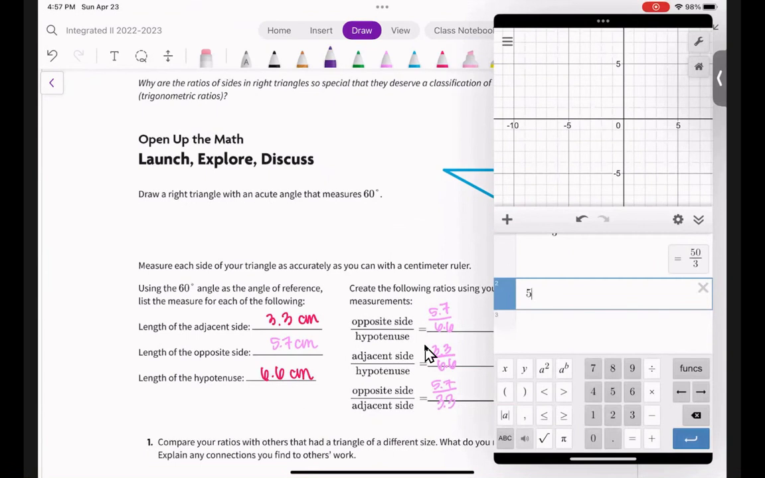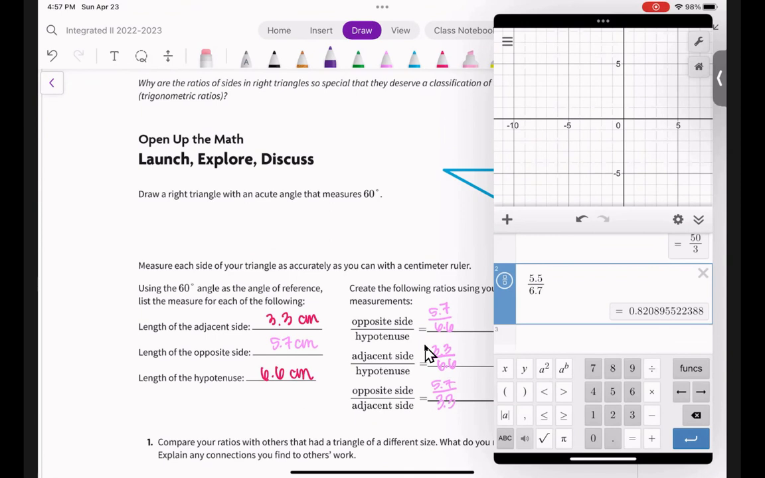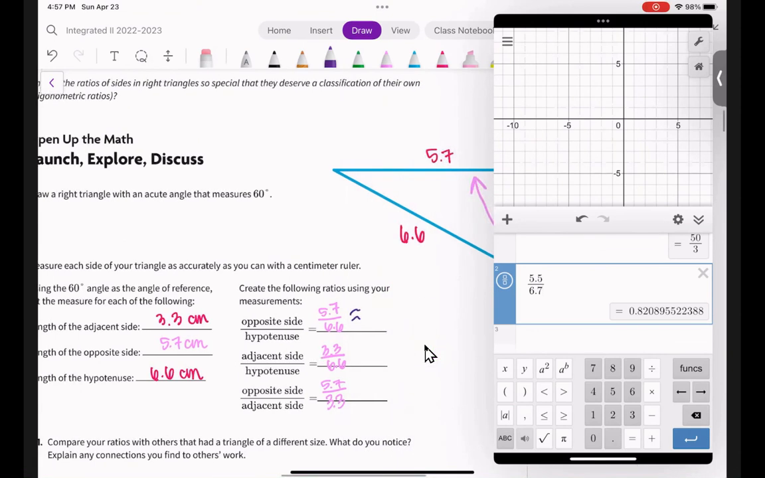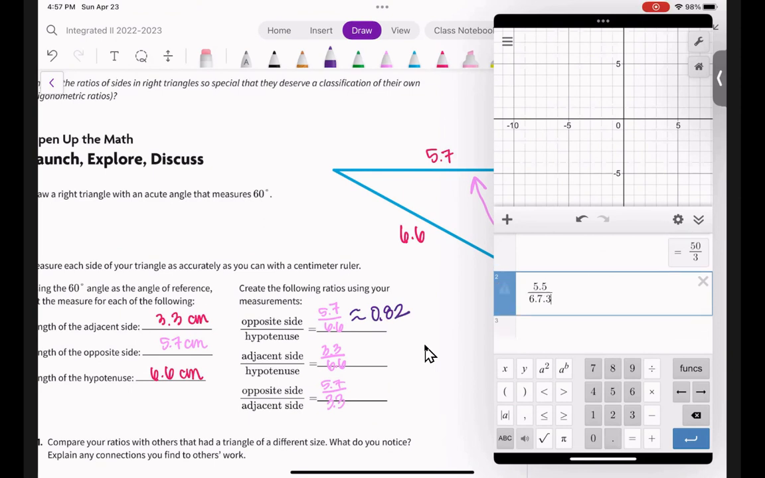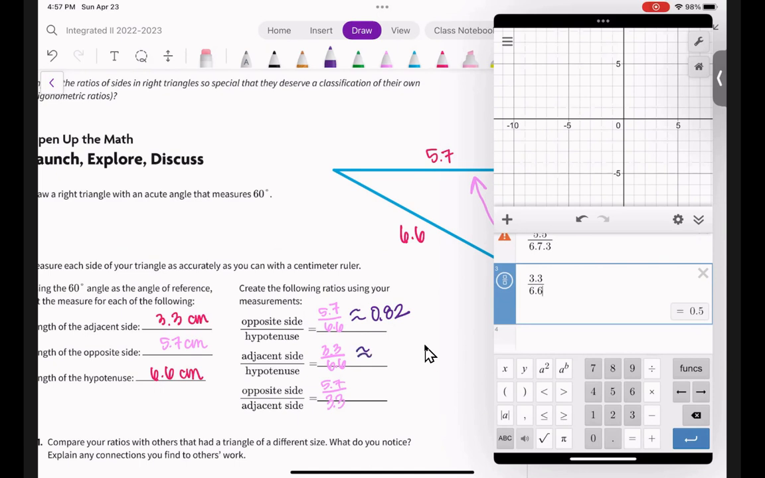So let's do 5.5 divided by 6.7. That's just a weird number, right? So I don't know. This is about 0.82. And then what's 3.3 divided by 6.6? And you're like, hey, Miss Johnson, that's half. Yeah, and that was what the other one was too, right?